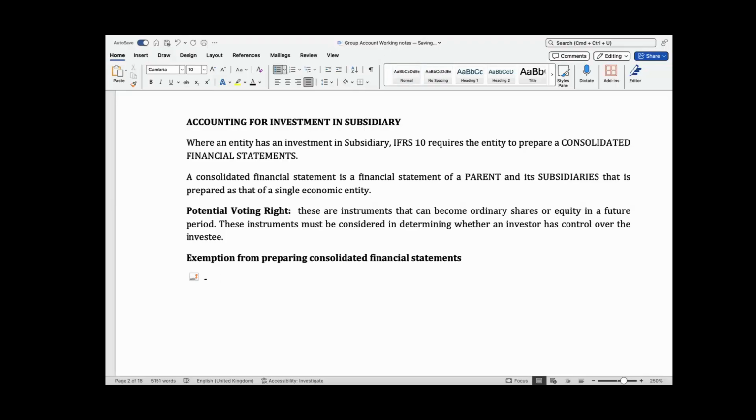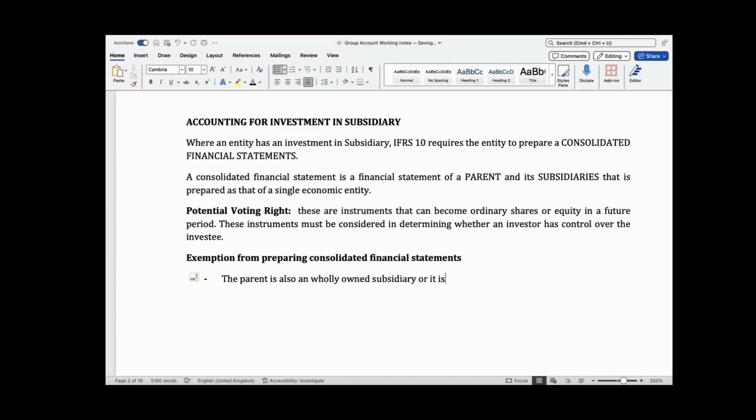What are these exemptions? Number one, where the parent is also a wholly owned subsidiary, meaning that the parent also has a parent. You're a parent as a result of you having investment in subsidiary, but you yourself have a parent. You're exempted though, if you wish.